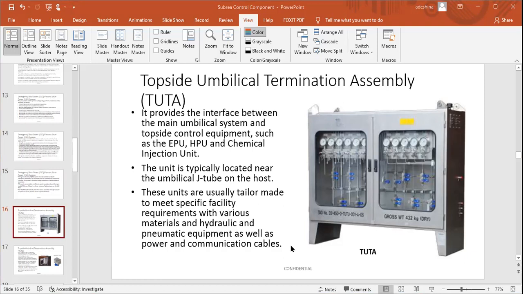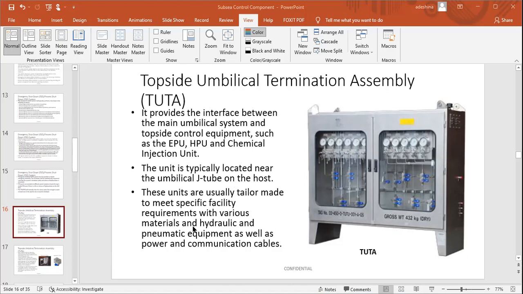All right. So that's fine. And you can see here, they say it provides interface between our main umbilical and the topside control equipment, such as the EPU, HPU, chemical injection unit. And it's usually located near the umbilical J tube on the host. So after here now, underneath it, you have what we call the J tube. The J tube is just a point where all the lines come together and are wound into one. And that is just like the termination points that we spoke about earlier on. Okay? Like your bend stiffener. That is what the J tube looks like. From the J tube, you now have your umbilical. And everything is taken down into the point where you are going to lash to your subsea equipment.